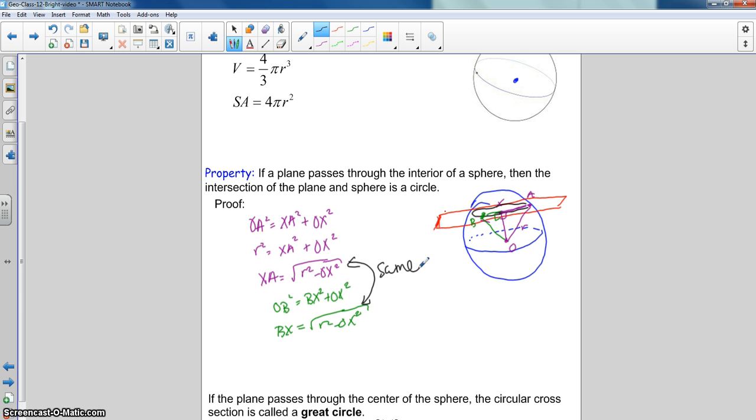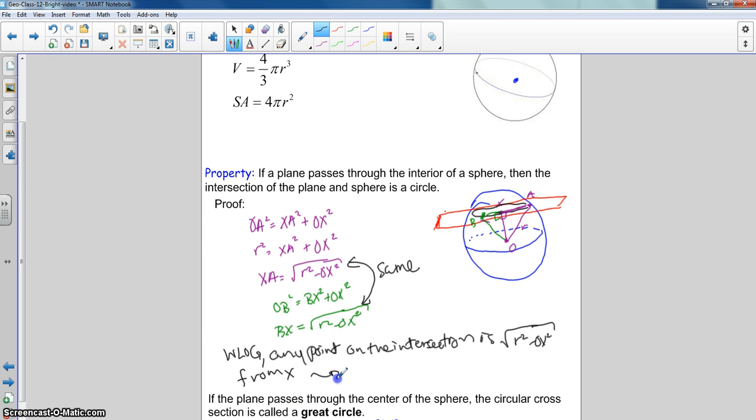So I can say, without loss of generality, that any point on the intersection is the square root of R squared minus OX squared from X. And so what this leads to is that X is the center of a circle.